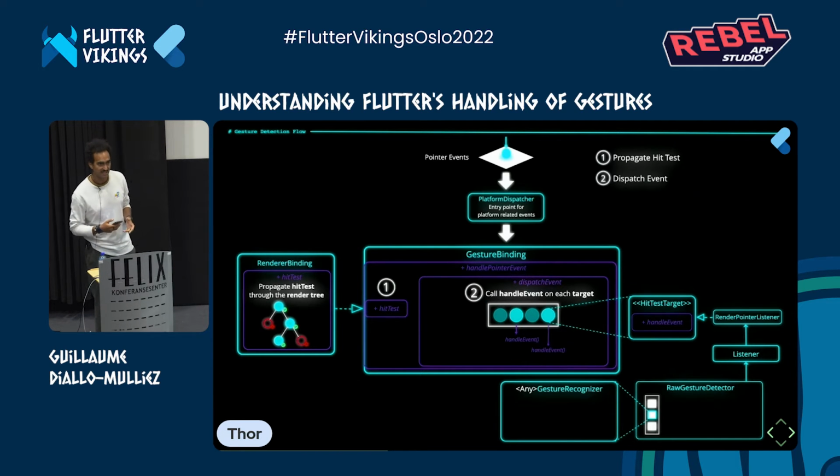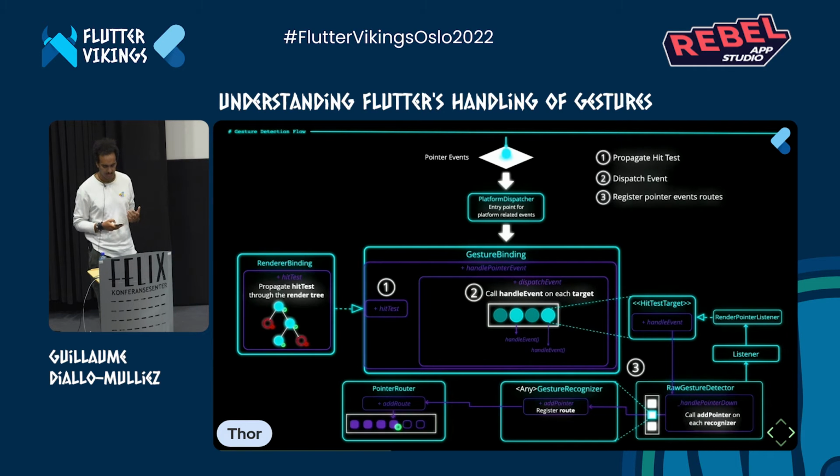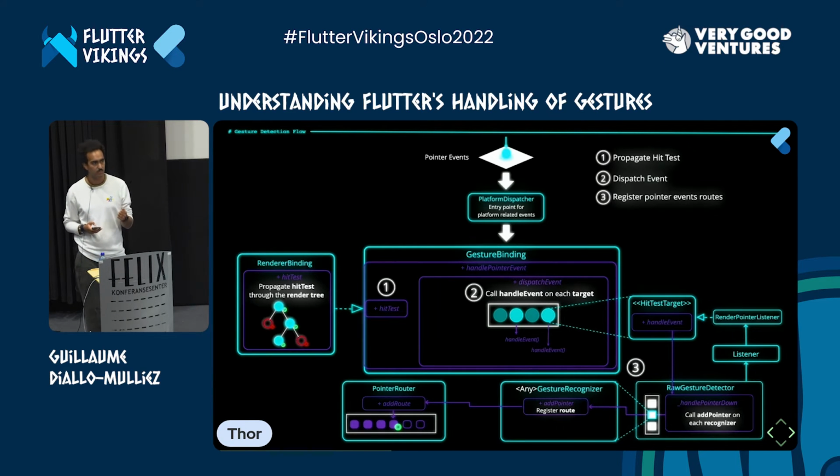The raw gesture detector, as I mentioned earlier, uses gesture recognizers. So it has a list, actually a map, of recognizers that we pass to it. And when we call handle event on the raw gesture detector, it will actually call the handle pointer down event, because we are at the beginning of our gesture. We handle this pointer down event by calling on every gesture recognizer a method to register callbacks, so that we can listen to any other event related to that pointer. This happens in the pointer router. We just add the method, link it to the pointer, and wait there for any event related to the pointer.